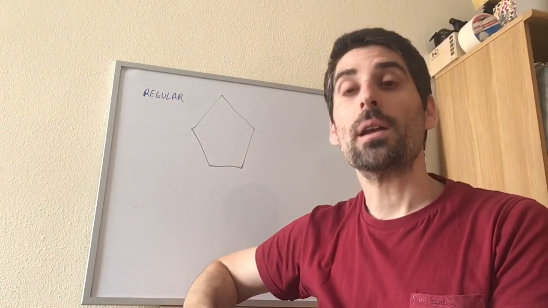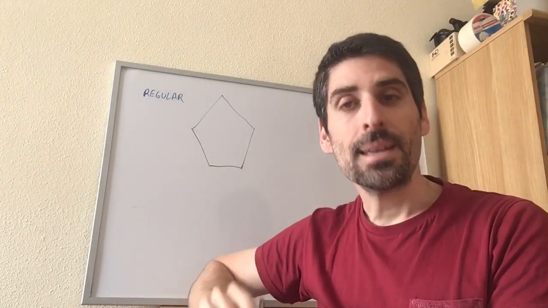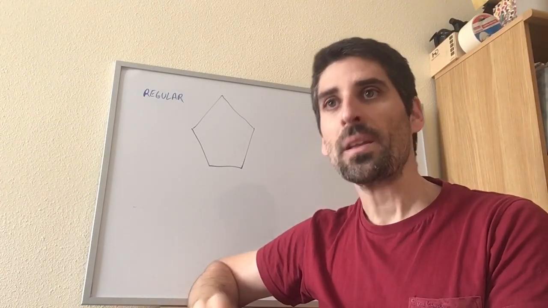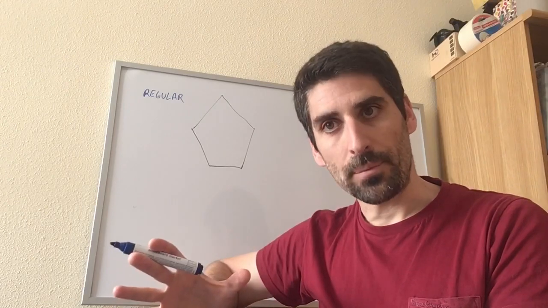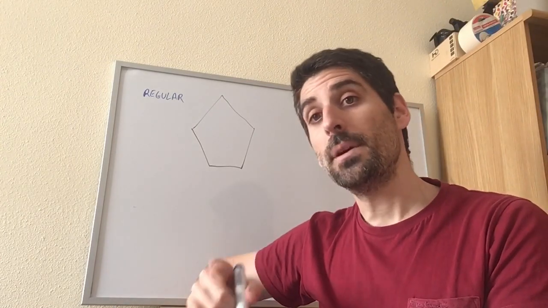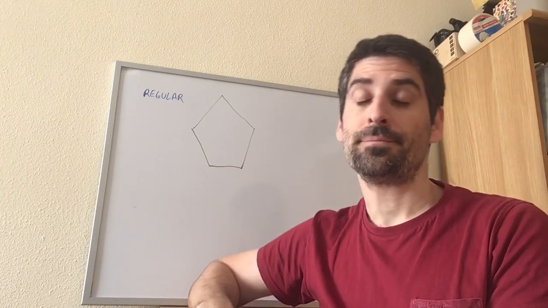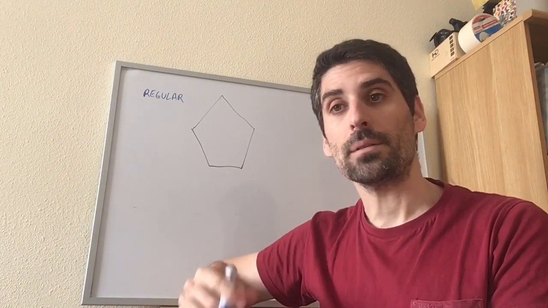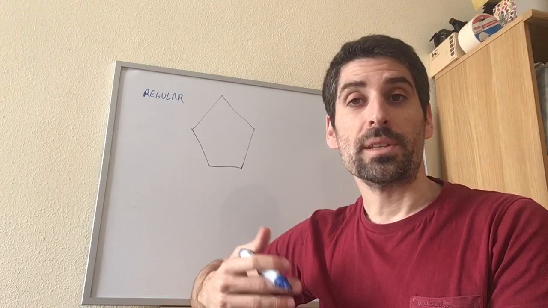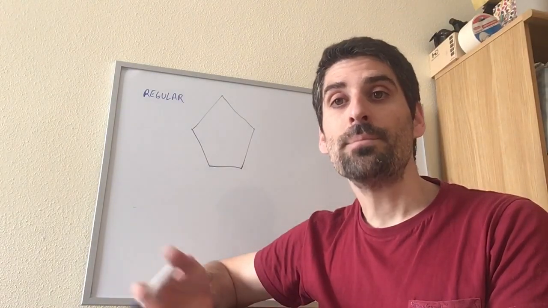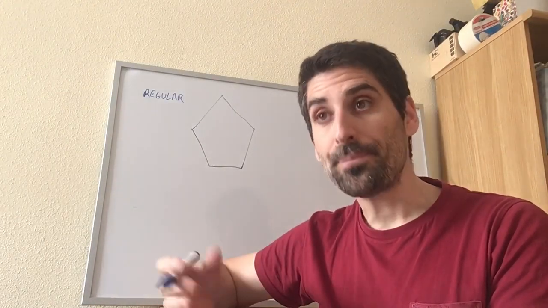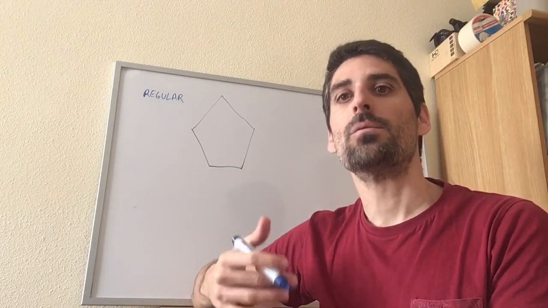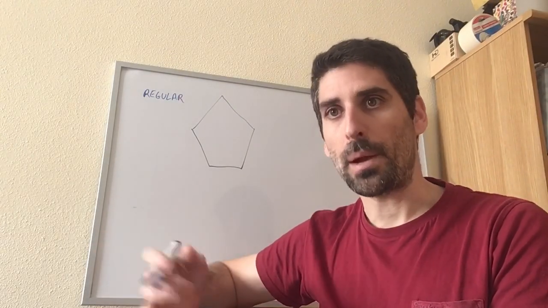a regular polygon, well, that means that all the sides of the polygon are the same length and all the angles are equal. So what's the name for a regular triangle? Equilateral. The name is equilateral. Okay, what's the name of a regular quadrilateral? What we call that, square. And then we have a regular pentagon, regular hexagon, regular heptagon, and so on.